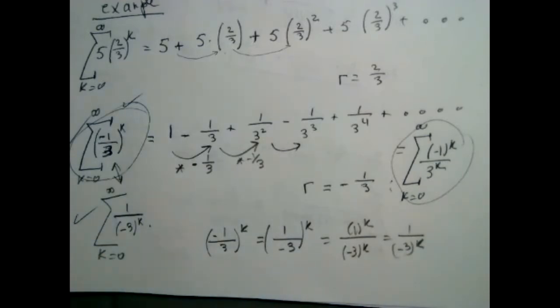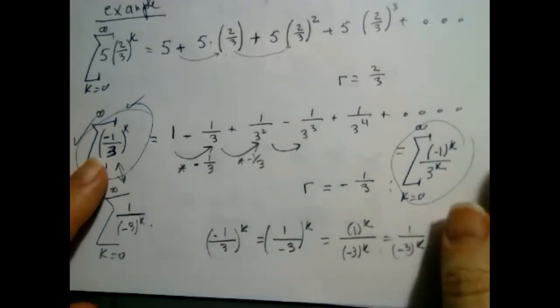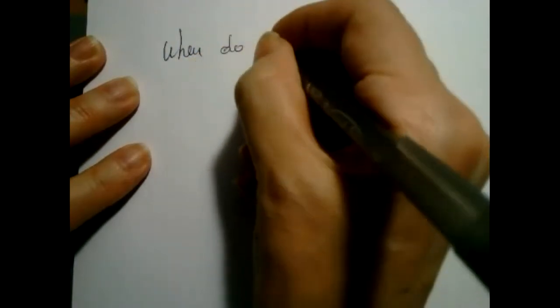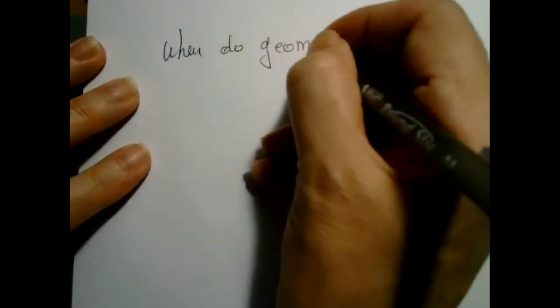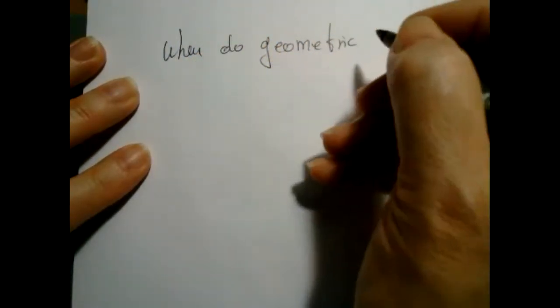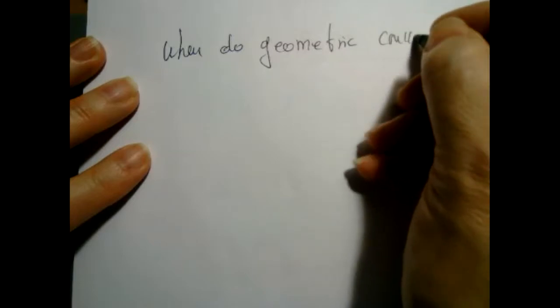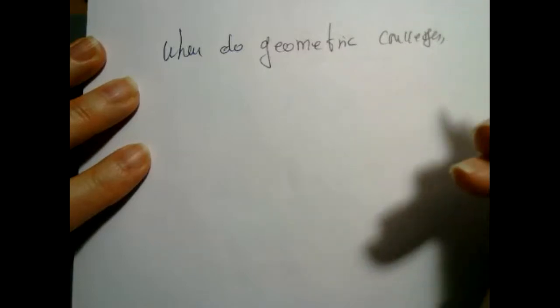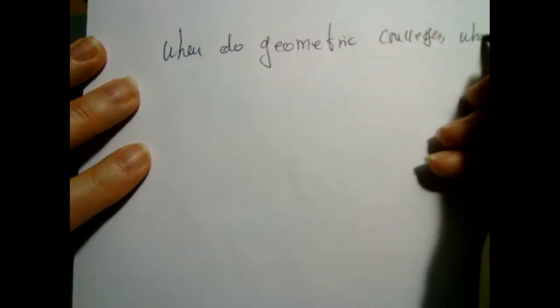All right. So now the big question is, when do geometric series converge? It means when we add terms that look like the one we were talking about, we get close to a finite number. So when do geometric series converge? And what is the sum in case they converge?